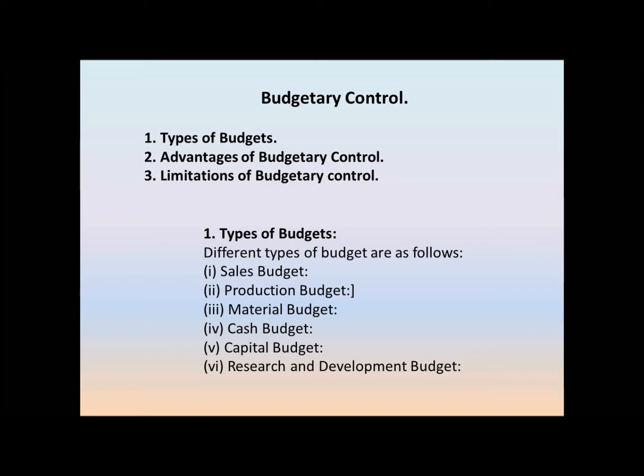5 is capital budget. Capital budget is estimated spending on a fixed asset. 6 is research and development budget. Research and development budget is expected spending on research and development work.